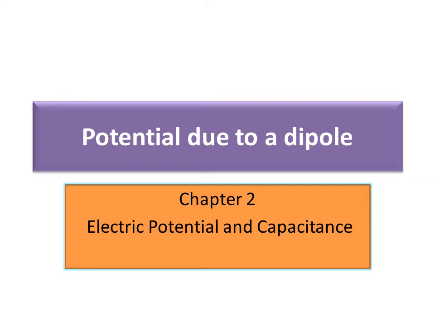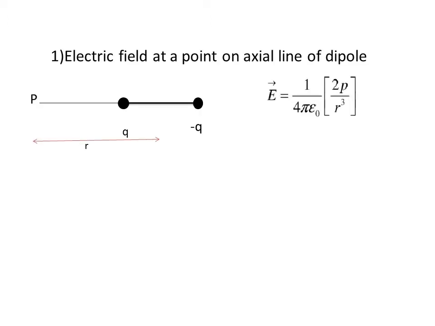In this session, we are going to derive the equation for potential due to a dipole. Before that, let us revise what we have learned about the dipole in the first chapter. Electric field at a point on the axial line of the dipole, E is equal to 1 by 4 pi epsilon 0 into 2p by r cube. So this is the dipole.